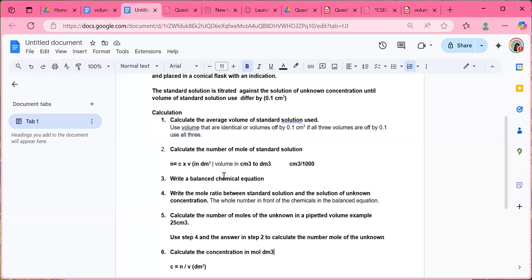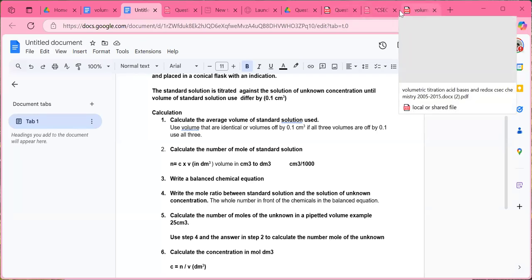So in a nutshell, that's how titration is done. We are going to be using this to answer some titration questions.